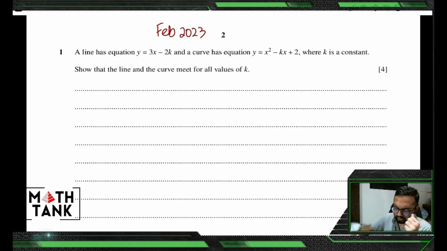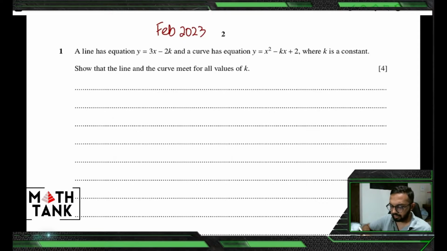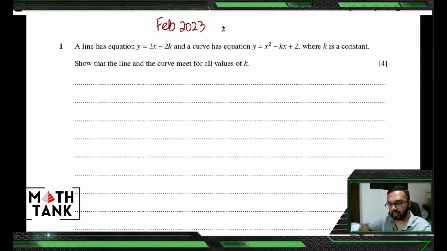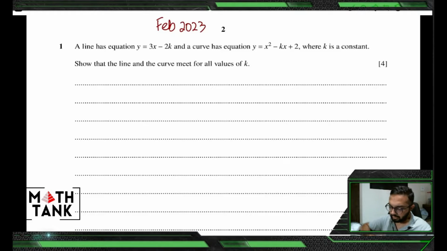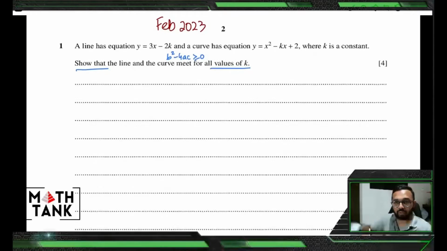So this first question is from February 2023. It says a line has equation y = 3x minus 2k and a curve has equation y = x squared minus kx plus 2, where k is a constant. Show that the line and the curve meet. When it says meet, it's simply b squared minus 4ac should be greater than or equal to 0. But you notice that I'm asking you to show for all values of k. I'm not asking you to find the values of k. I'm asking you to show for all values of k.